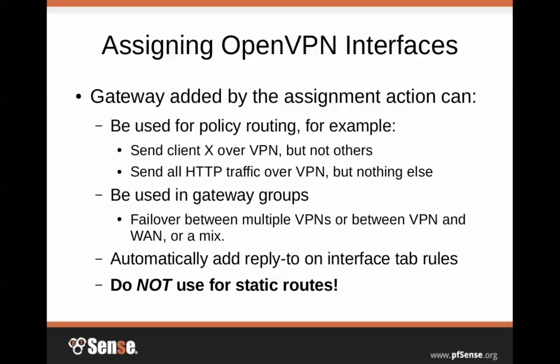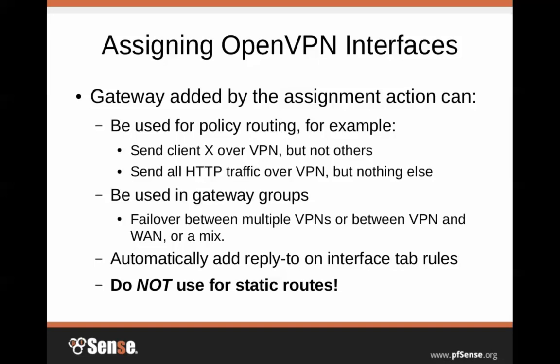That's something you want to do. You can also just pick certain types of traffic, whatever you can match in a firewall rule and add a gateway to, you can send it out that VPN. They can also be used in gateway groups for failover. You can failover either between multiple VPNs, which we're going to get to later, or between a VPN and a WAN, or a mix. I know some people will fail over even between VPN and MPLS, or two different types of interfaces that are private in a VPN. However you need to get your traffic to the far side, you can use it that way.